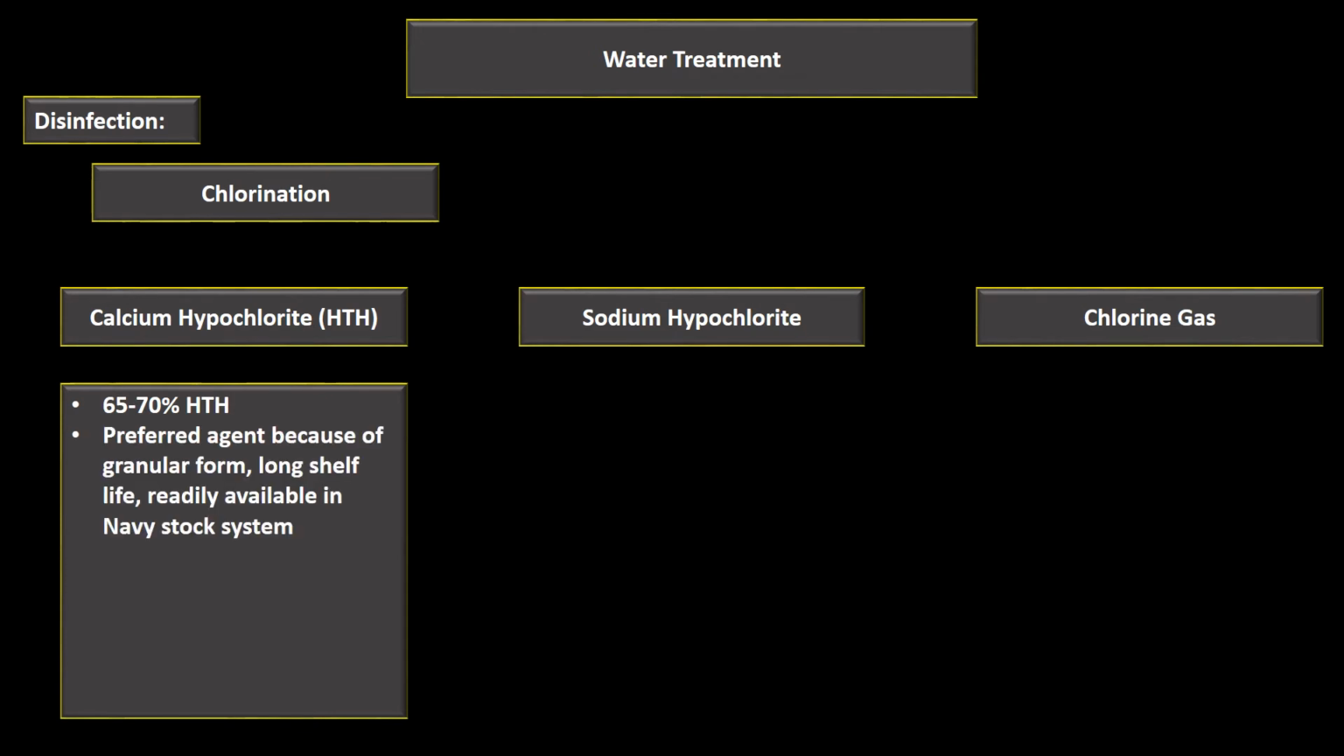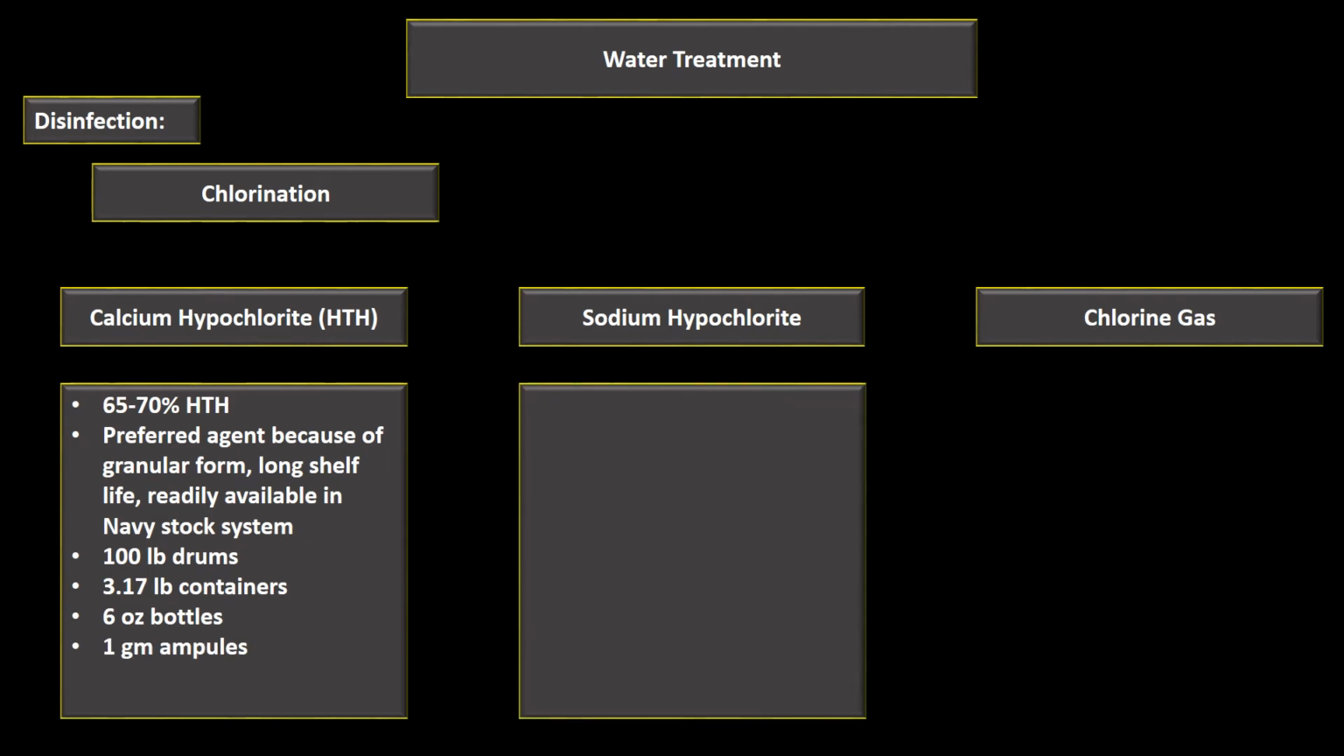So calcium hypochlorite, HTH, is the preferred agent because it comes in that granular form like we saw in that previous slide. And it's got a long shelf life, and it's readily available in the Navy stock system. It comes in 100-pound drums, it comes in 3.17-pound containers, and it comes in 6-ounce bottles as well as 1-gram ampules. Our sodium hypochlorite, well, that's 5 or 10% liquid bleach.